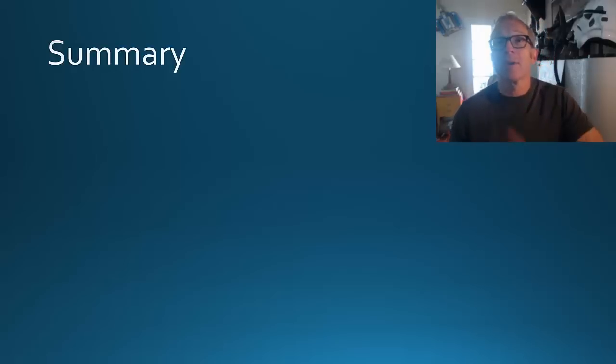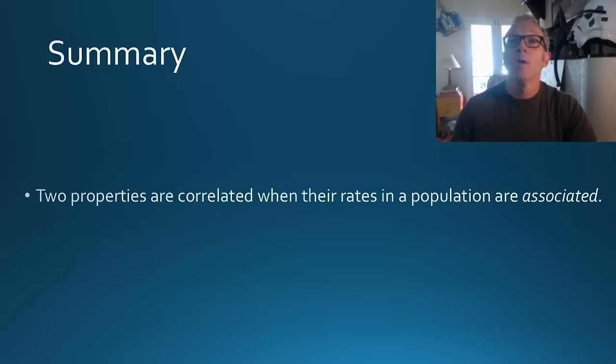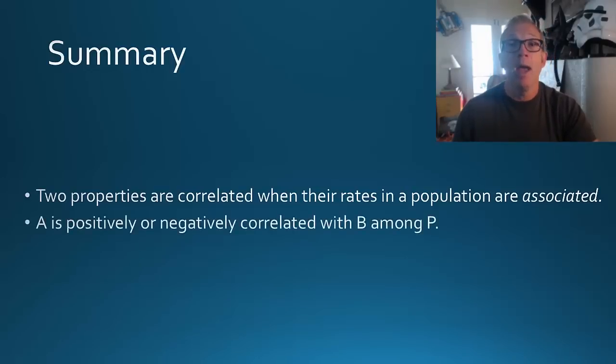Okay, so let's summarize the whole thing. You've seen a number of really subtle and important concepts, details and principles about how correlations work. Here's what correlations are: two properties are correlated when their rates in a population are associated. That's all we're saying about them. "A is positively or negatively correlated with B among P" is the standard form of a correlation sentence as we're going to use it in our discussions.